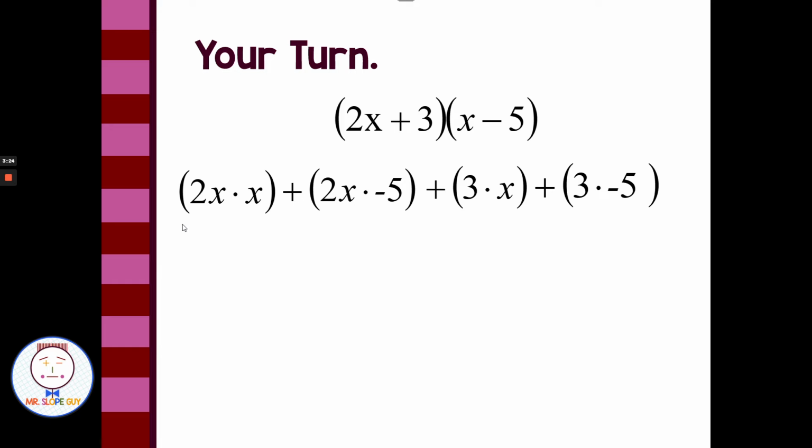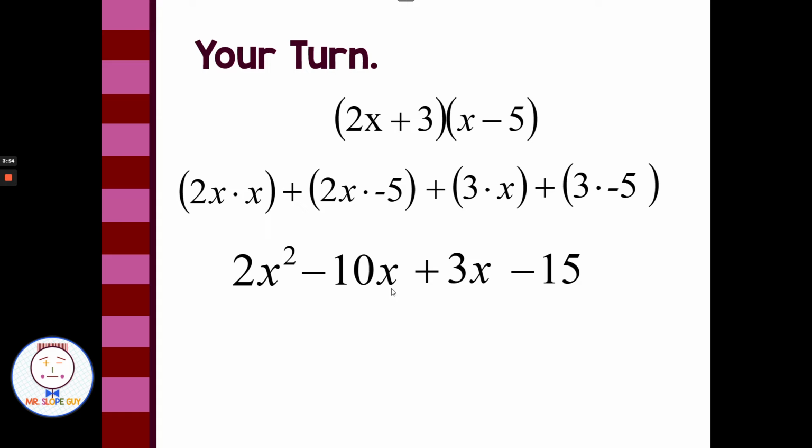And 2x times x is going to give us 2x squared. Then for outside, 2x times negative 5 is going to give us negative 10x. And we really don't want double signs. You really don't want to write plus negative 10x here, because when you have double signs, you just make things look far more complicated than they actually are. So just write minus 10x. Then 3 times x is positive 3x. And for the last, 3 times negative 5 is negative 15.